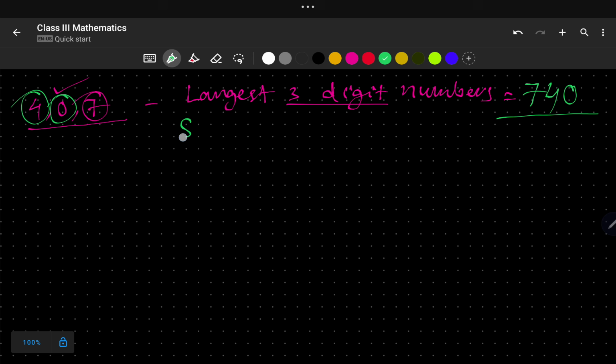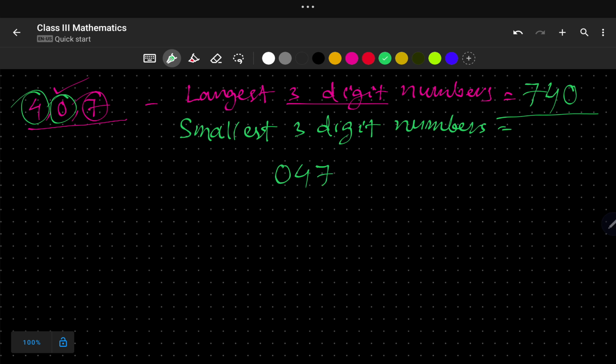But if we talk about the smallest 3-digit number, it will be a little bit different. How? Let me tell you. Smallest, if we take 0 initially, after that if we take 4 then 7, it is not a 3-digit number, because there is no value of 0 if it is placed before 4. So it is 47. But we have to find the 3-digit number.